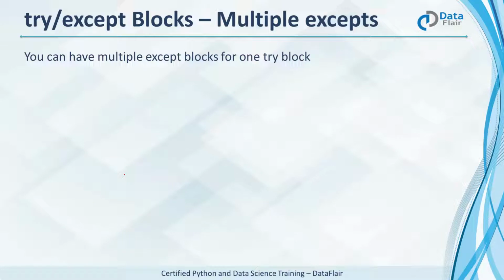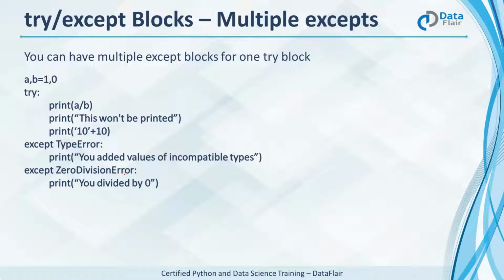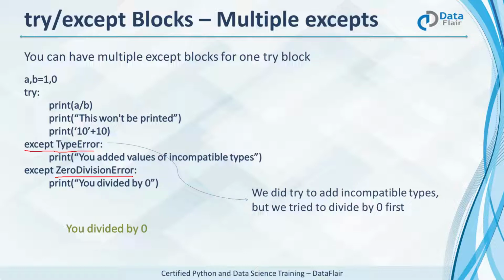For this purpose, we may have multiple except blocks. A is 1 and B is 0. There are two exceptions here, one for the division and one for adding a string to an integer. This except checks for a type error and this one checks for a zero division error. But in the output, we can see that it handled the zero division error because even though the except for it is before the except for the zero division error, it first encounters dividing by 0 and so raises this exception first.